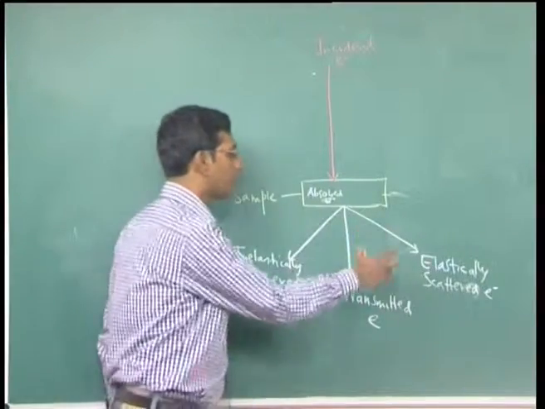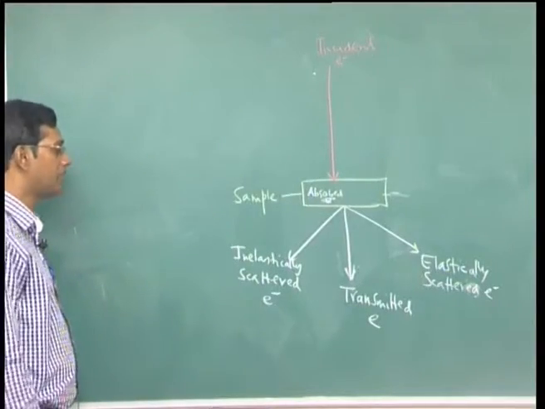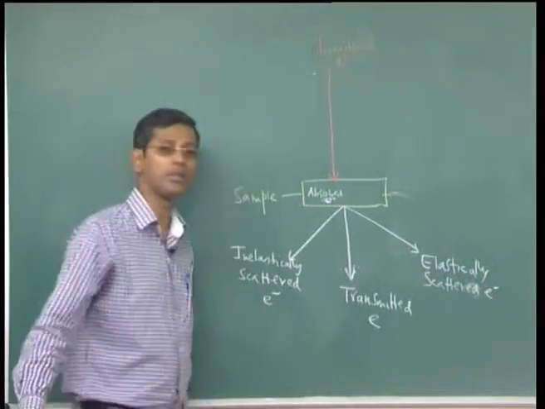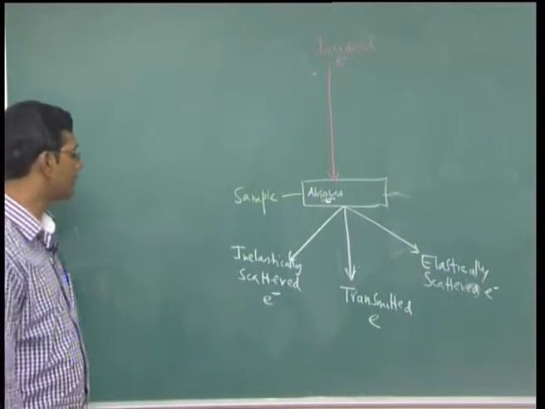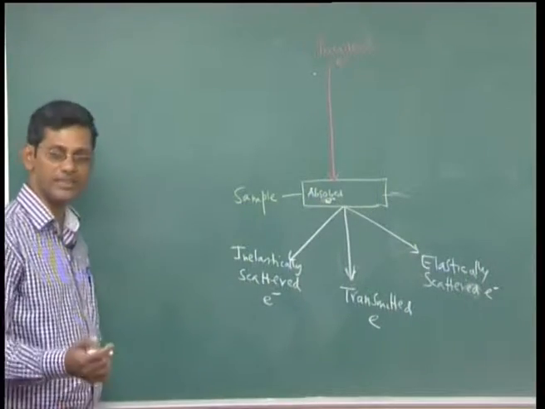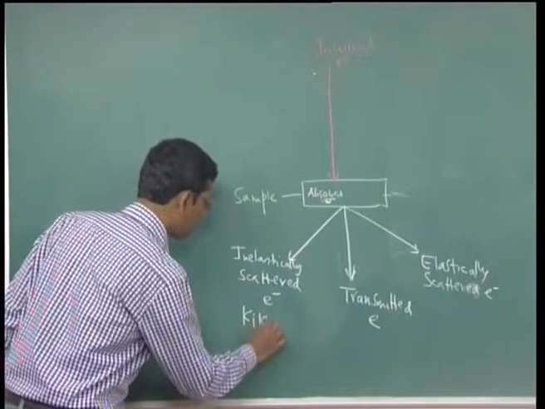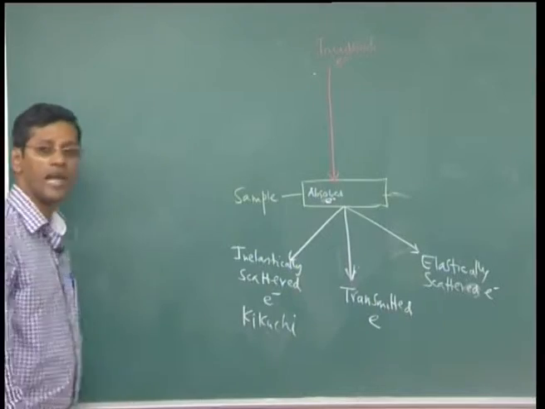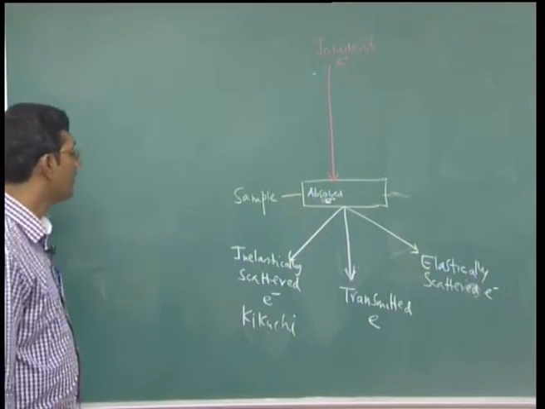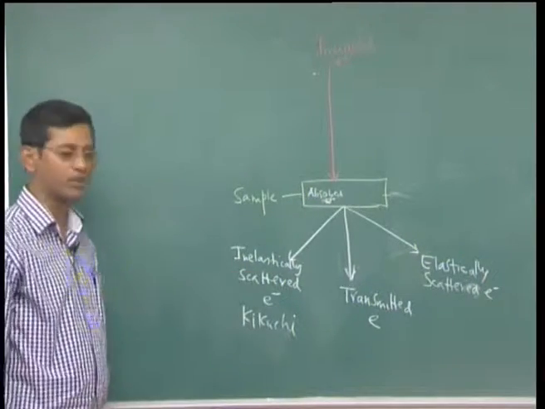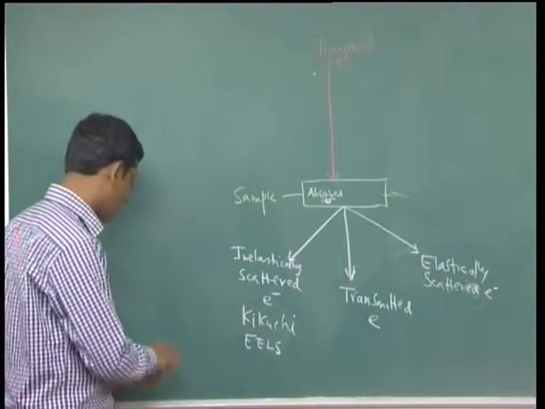Elastically scattered electrons are the ones which undergo the normal electron diffraction and form the electron diffraction pattern. Inelastically scattered electrons can lead to different kinds of things. Obviously, one who has seen electron microscopes has seen the Kikuchi lines or Kikuchi bands, which form because of the inelastically scattered electrons, or we can use them for spectroscopic analysis like in energy loss spectroscopy, which we will discuss later on.